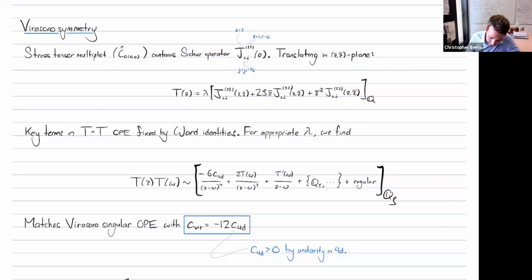And this comes appropriately enough from the fact that in a local 4D N=2 SCFT, we expect to have a stress tensor, and that thing necessarily lives in a particular supermultiplet, which is the so-called C-hat 0,0,0 multiplet. And that thing contains a unique SL2 primary Schur operator, which is a specifically chosen component of the SU(2)_R current. It's the SU(2)_R highest weight.